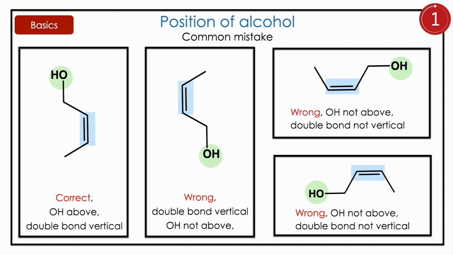Here is the common mistake everyone makes, the position of alcohol. We should bring OH above, double bond vertical. Here I have shown 4 different orientations of the same compound. To analyze the final product, you should bring the alkene above, top of the paper. You should bring the alkene vertical and OH on the top of the paper. If you bring OH down, even with alkene vertical, it is wrong. If you bring OH above, but the double bond is horizontal, it is wrong. The double bond horizontal on the left side is also wrong. So the best one is double bond vertical, alcohol on top of the paper.